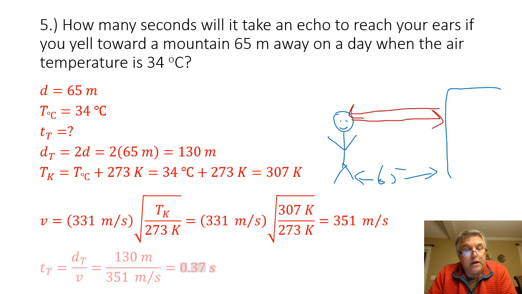So I know my total distance, I know my velocity, now I can find the time. And I know the time is equal to the distance divided by the velocity. So to find the total time the sound wave travels, I take my total distance of 130 meters, I divide it by my speed of 351 meters per second, and that will give me a time of 0.37 seconds.